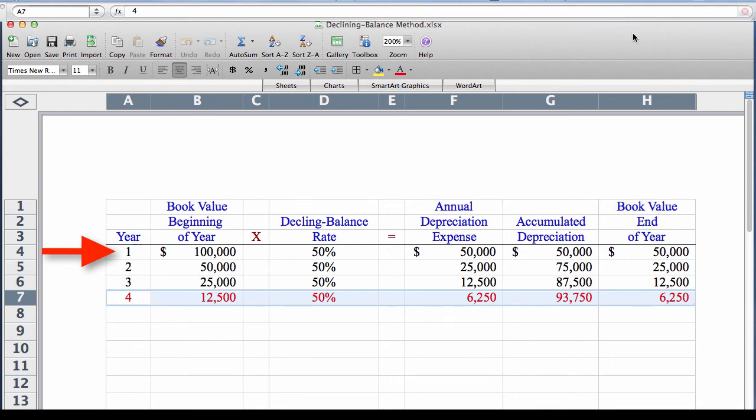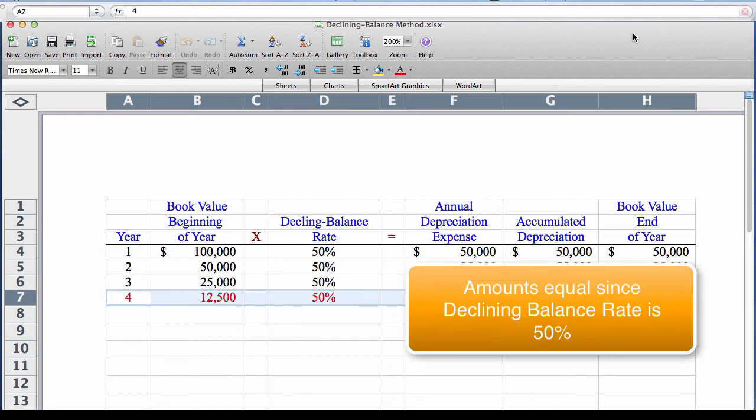Don't assume that in year one, the annual depreciation, accumulated depreciation, and book value will all be equal. What is true is that the annual depreciation expense and the accumulated depreciation expense will be equal. In this example, the three amounts are equal because the declining balance rate is 50%.